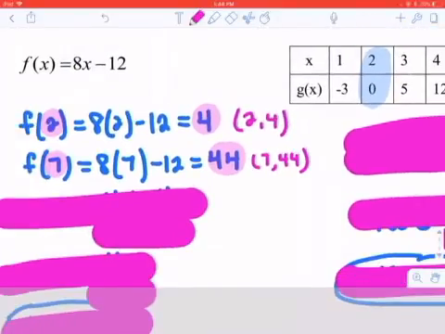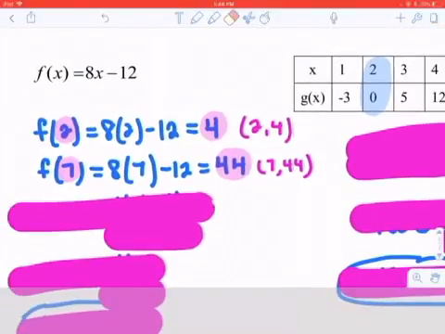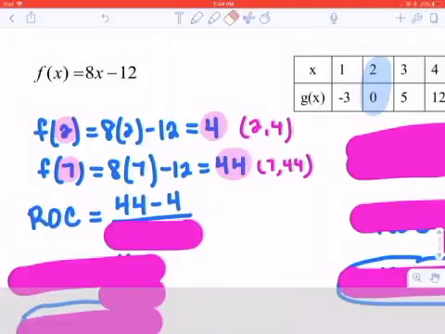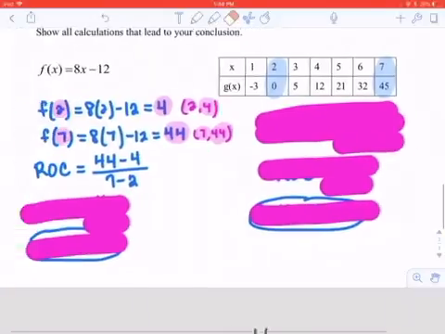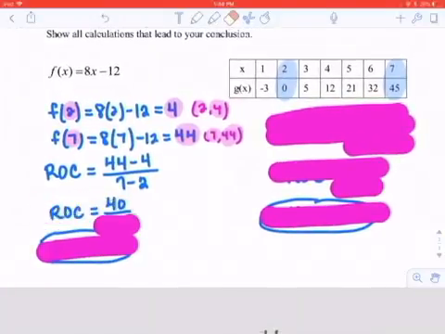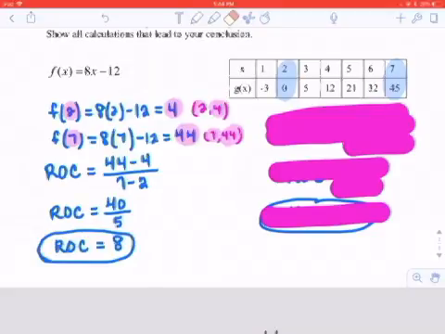And rate of change is the change in your outputs, 44 minus 4, over the change in inputs, 7 minus 2. Do your math. 44 minus 4 is 40. 7 minus 2 is 5. That gives me a rate of change of 8. Now I want to know who has the biggest rate of change.